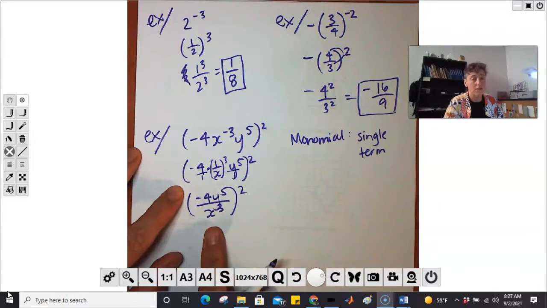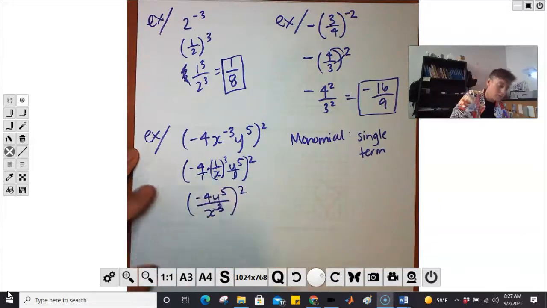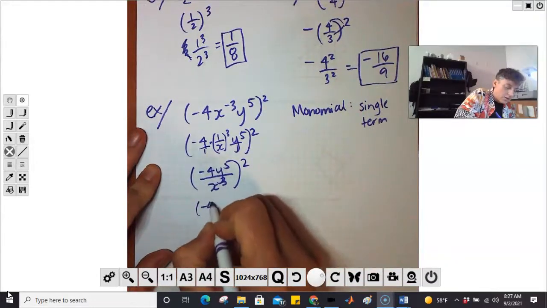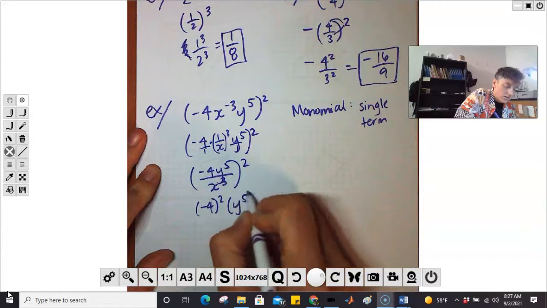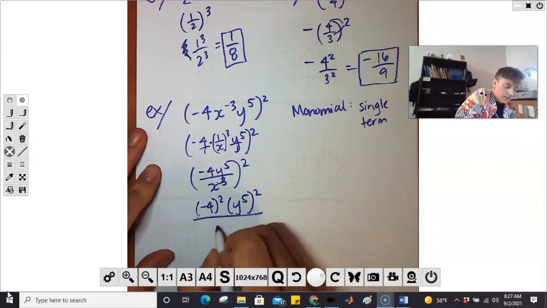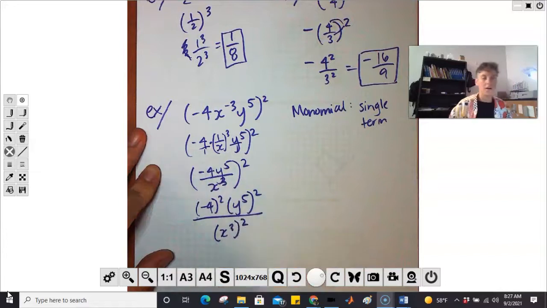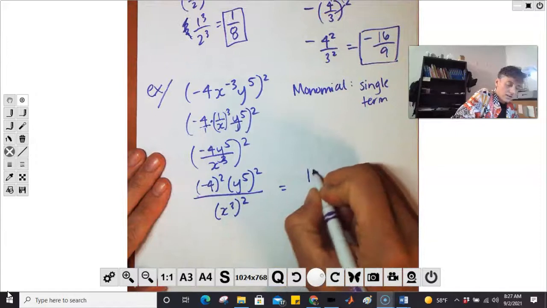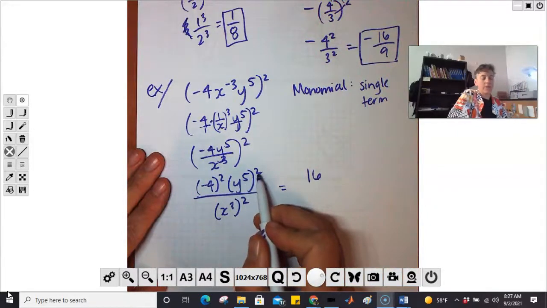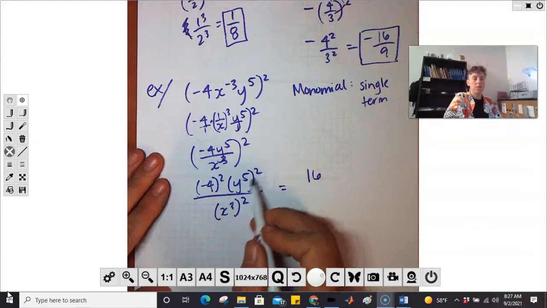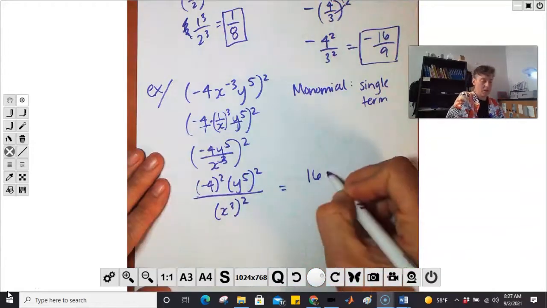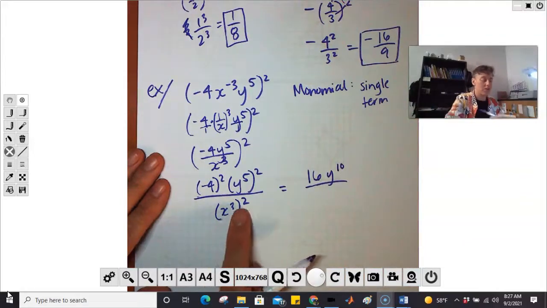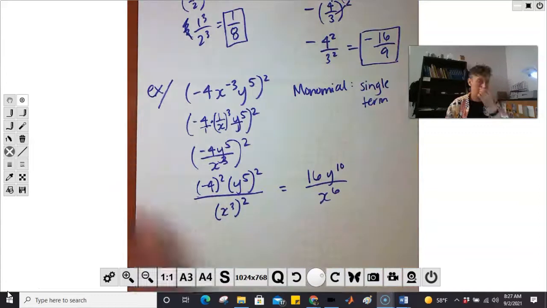And now, let's distribute that power to each of these components. So we will have, slide that up there, negative 4 squared, y to the 5th squared, over x cubed squared. Everybody's getting squared. Negative 4 squared is, of course, 16. Y to the 5th squared. What do we do with these powers? We multiply them. That's going to be y to the 10th. Same thing down here, x cubed squared. That means we multiply 3 times 2 to get x to the 6th.